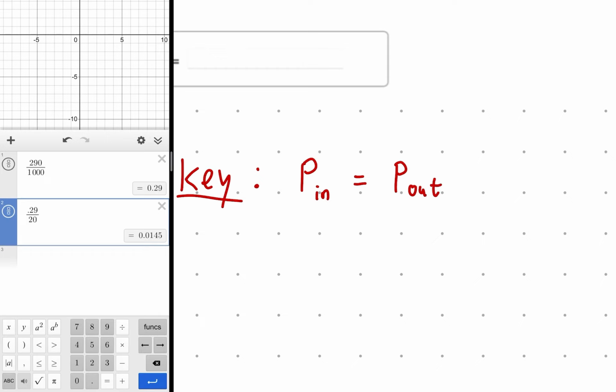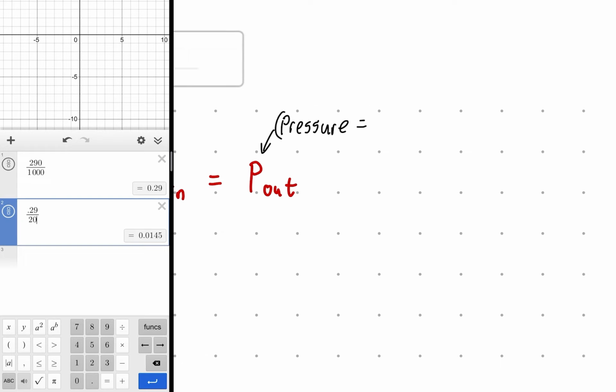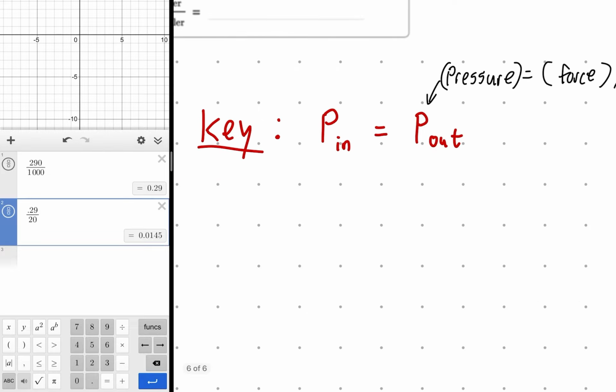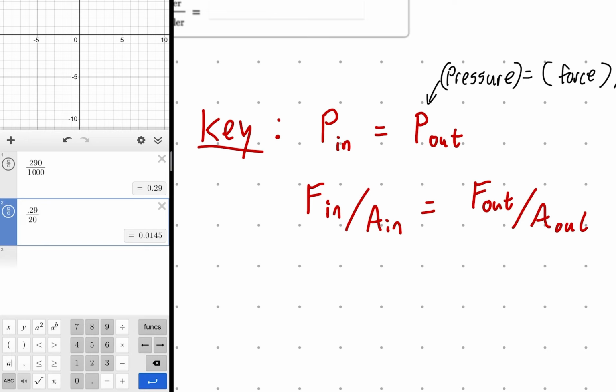Okay, so P here represents pressure, and pressure by definition is force per area. Okay, so it's force per area, which means force divided by area. And so then we can rewrite pressure in equals pressure out as force in times area in, so that's like the input piston, the smaller one, equals force out times area out.